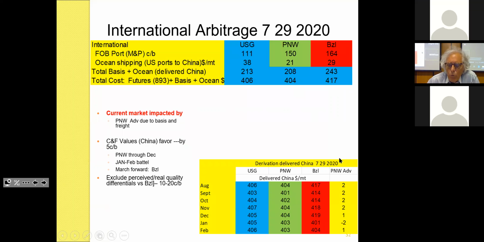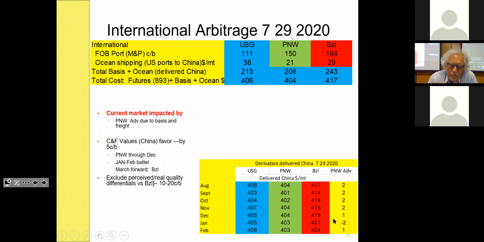Now, if we look forward into the period of time through February of '21, down below here is the same calculation, and it shows here that PNW has an advantage of $2 or $1 a ton until we get into January, February. That's about 5 or 6 cents a bushel. Not very much. That's a pretty tight, highly competitive market.